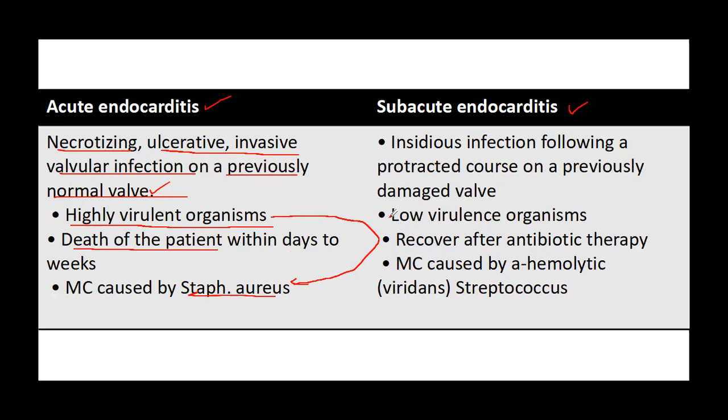Now, on the other hand, subacute endocarditis is insidious, okay, and follows a protracted course on a previously damaged valve. So here you need a damaged valve. The organism implicated here is of low virulence, and it is Viridans streptococci, okay? And the severity of the clinical course is that it has a good prognosis because patients recover on antibiotic therapy.